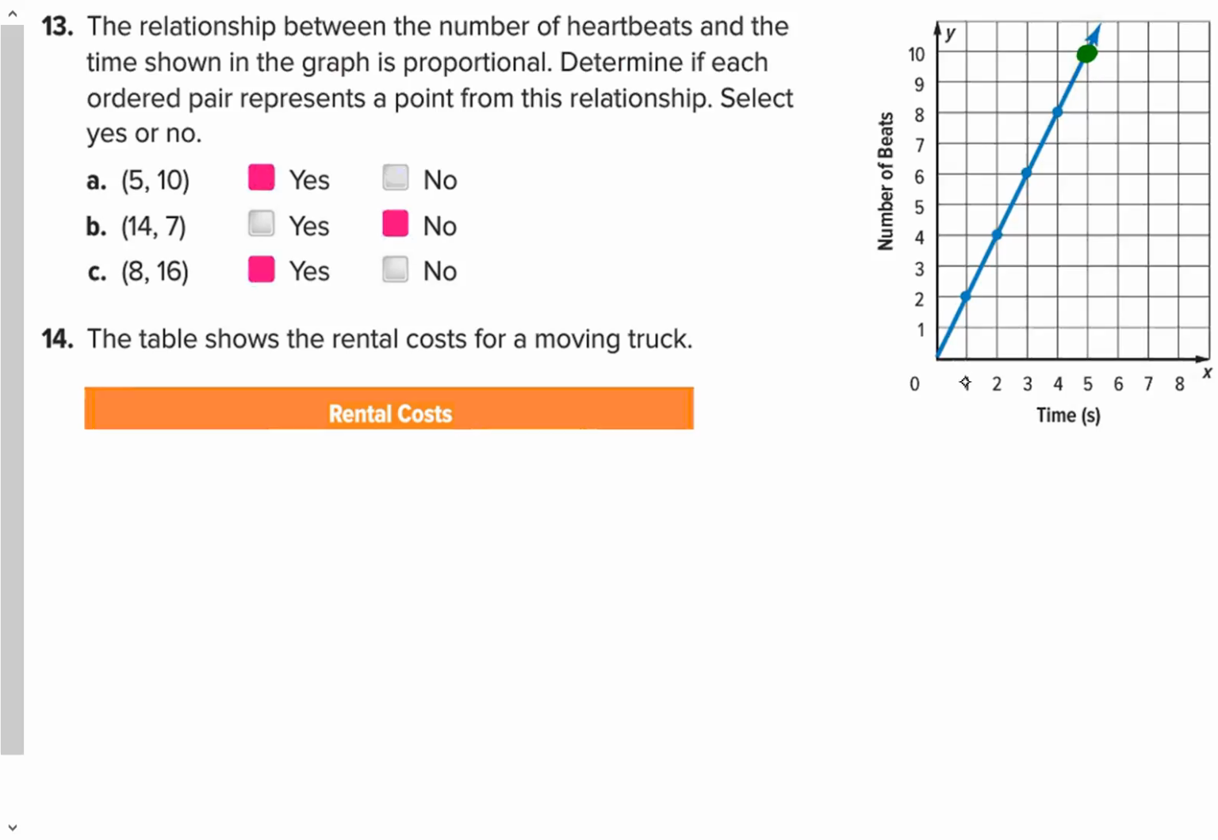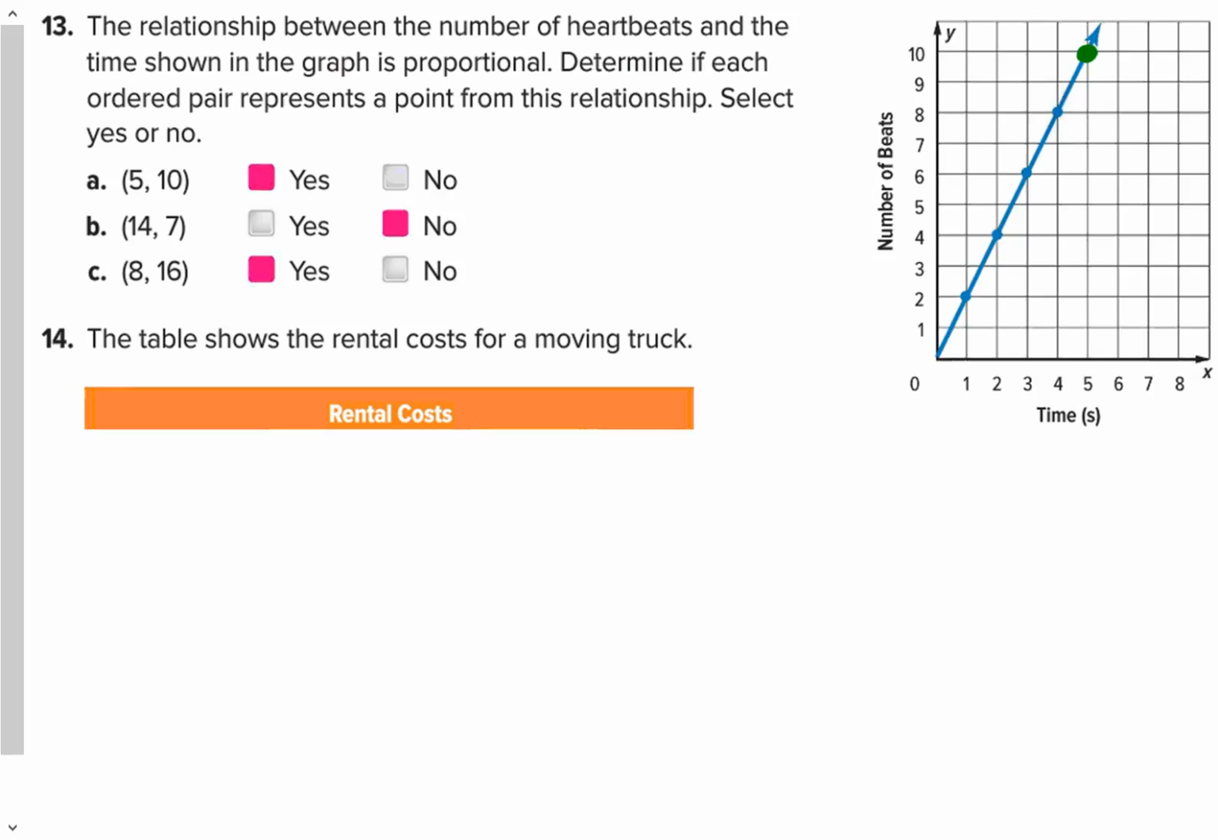14, 7. If you moved over 14 and up 7, actually, if you can see right here, if you went over 7, 14 isn't anywhere near there for 7, so that's a no. And then 8, 16, that would be a yes.